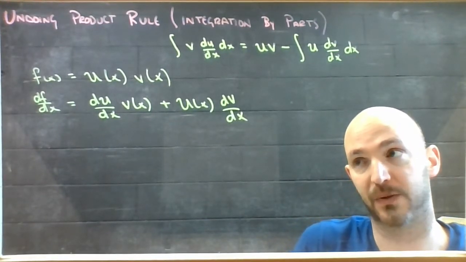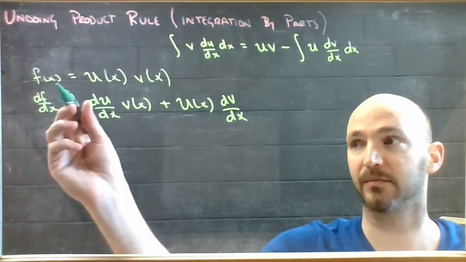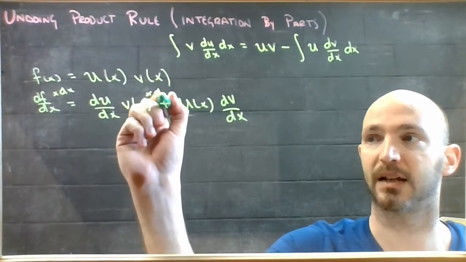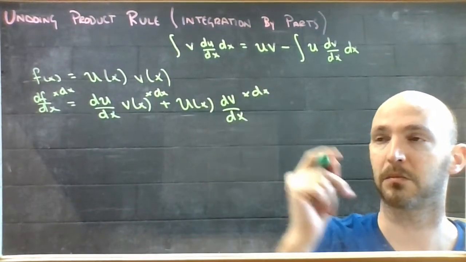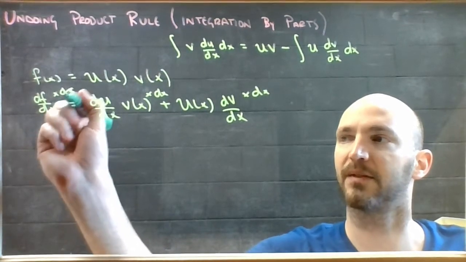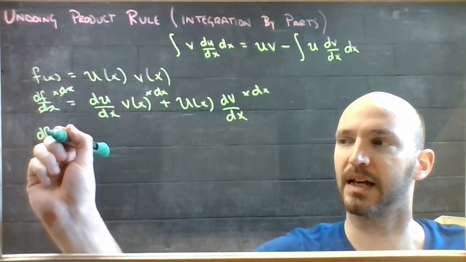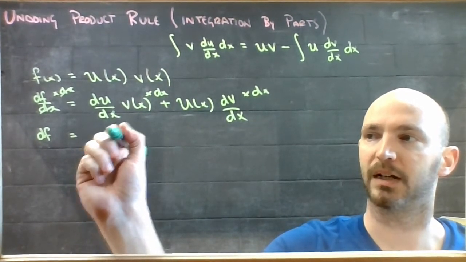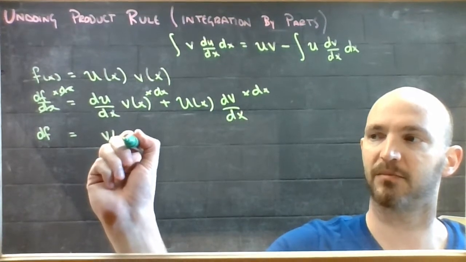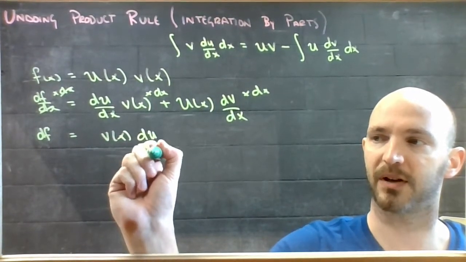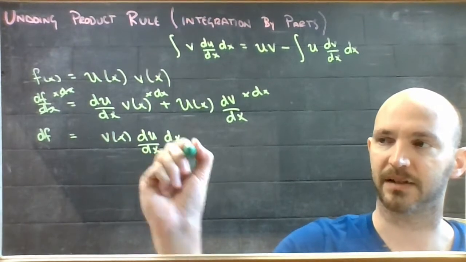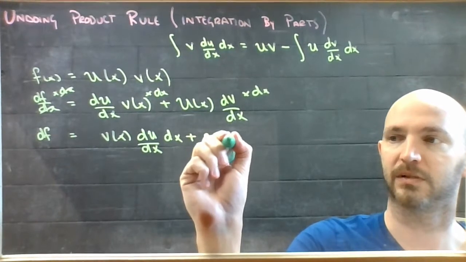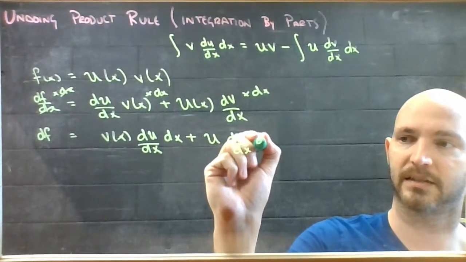Now the next thing I'm going to do is multiply everything by dx, because I want to get it out of this denominator. So times dx, times dx, times dx. If I do that, all that's left over here is df. And this thing here would be, if I write the v first, v of x multiplied by the derivative of the first part with the dx behind it, plus the u dv dx dx.